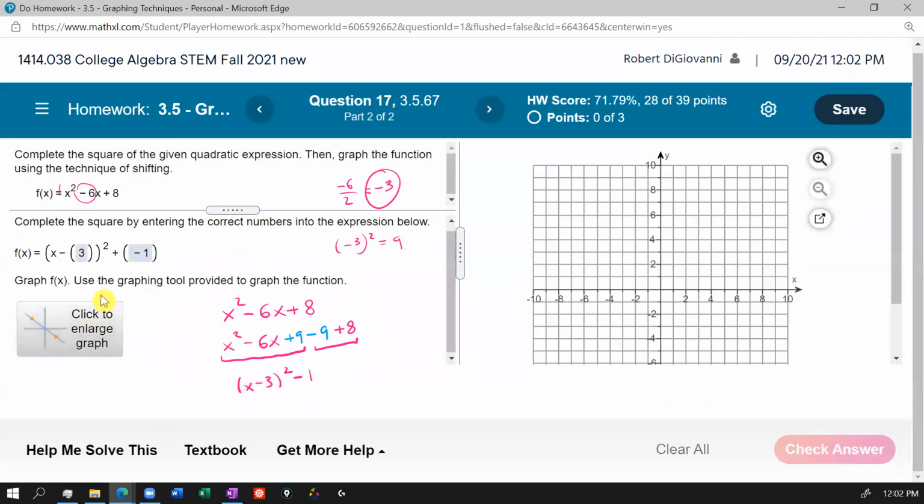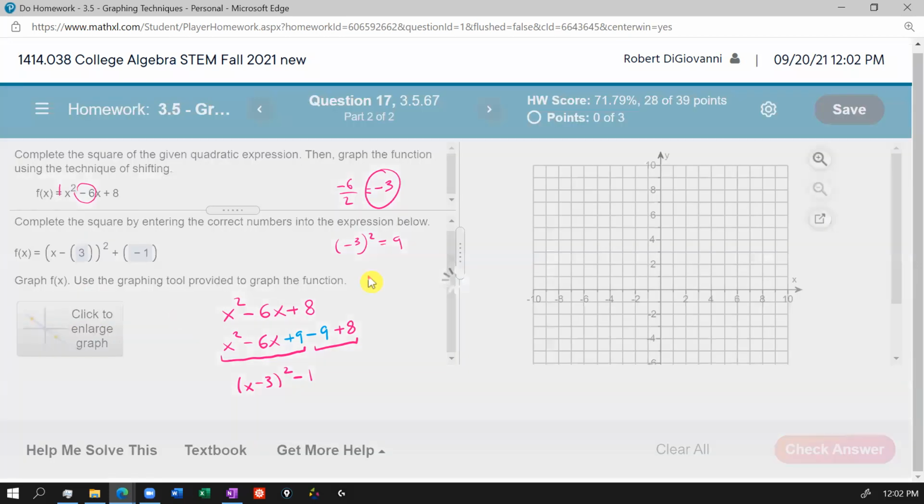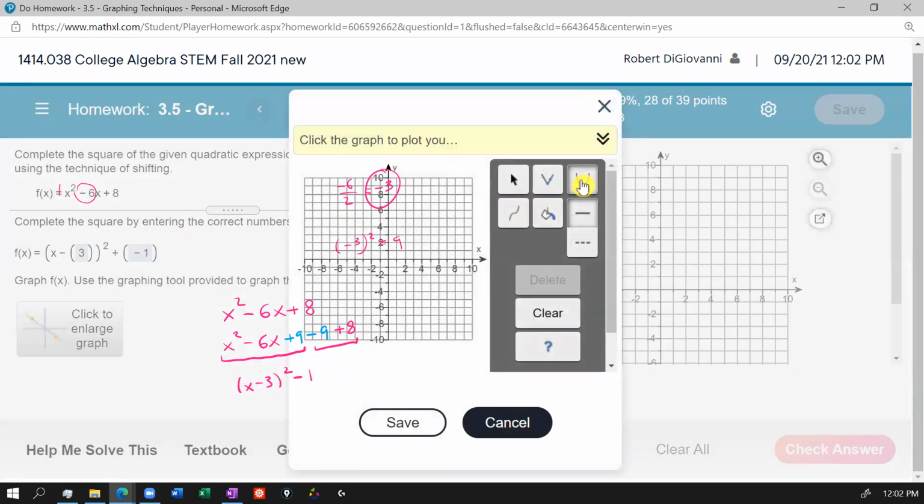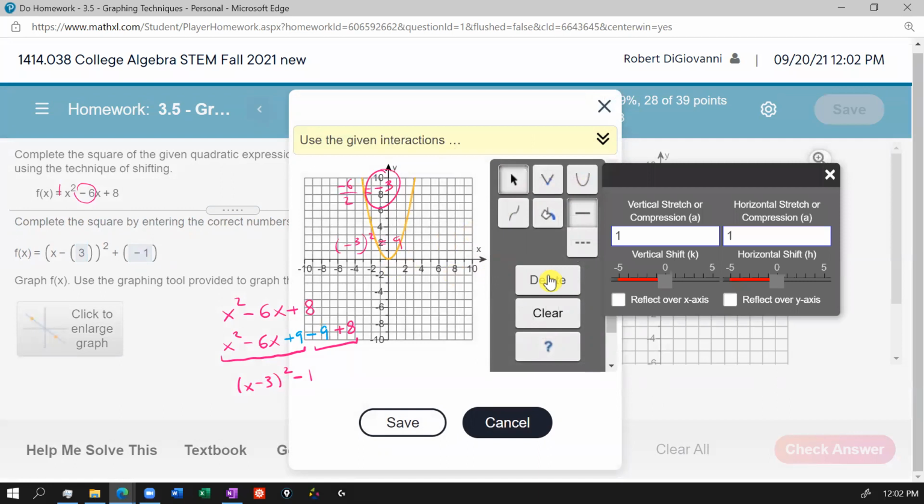Okay, and then now we want to graph it. So all this is moved, since it's -3, it's to the right 3, it's a parabola, to the right 3 and down 1. So it's a parabola. We go down 1 to the right 3.